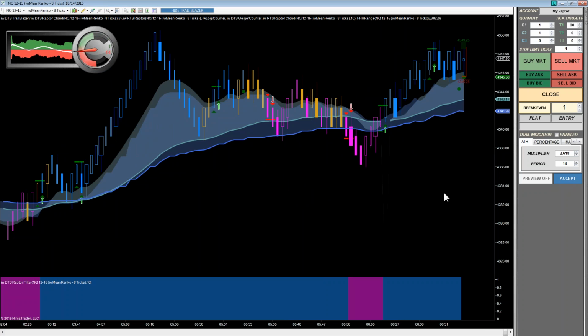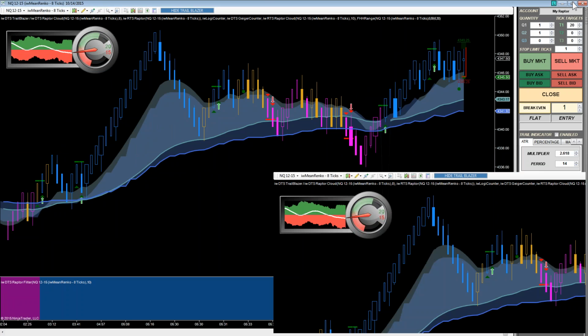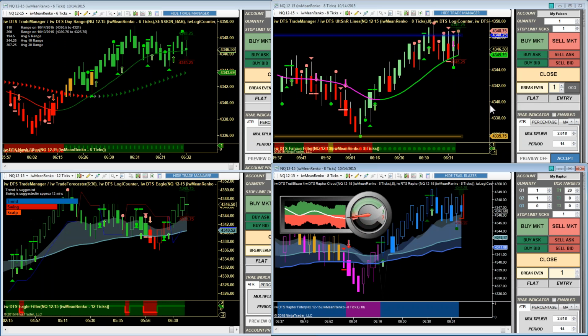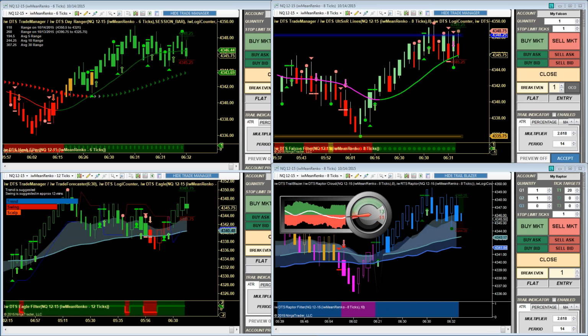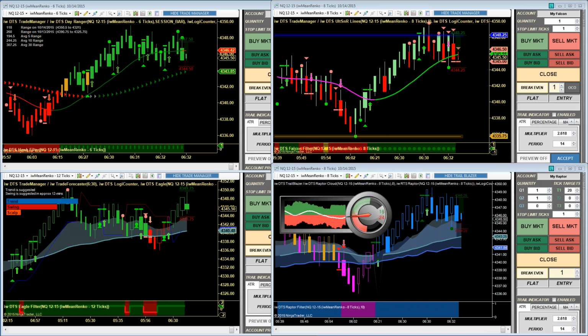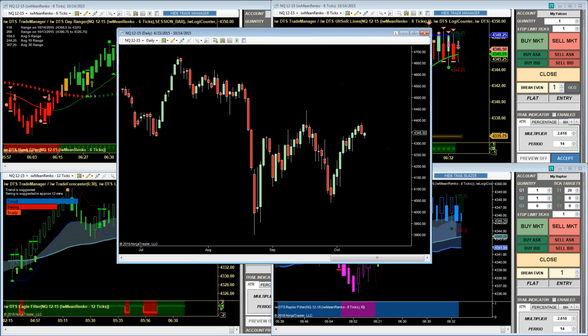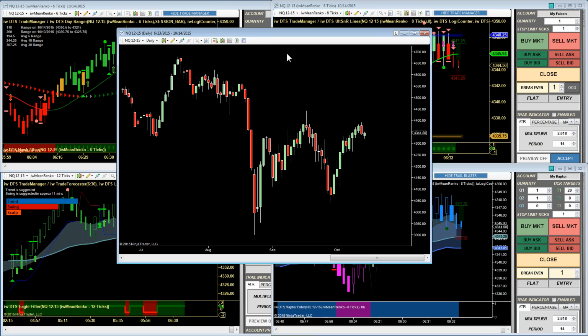Kind of expecting the NQ to head a little bit lower today, just based on what we've been seeing on the daily charts. Hold on one second here. I'll build you a daily chart so you know what I'm talking about. So here's the NASDAQ daily chart, and this is what we've got.